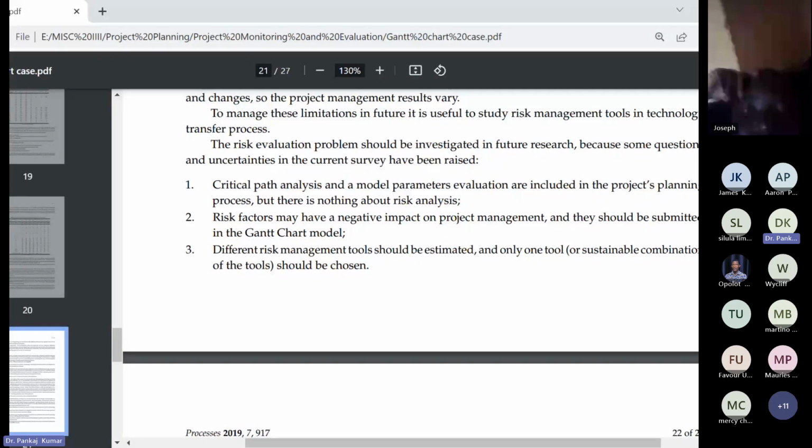Risk factors may have a negative impact on project management, and they should be included in the Gantt chart model. If you design the Gantt chart model, then you can also mention the risk associated with a particular project. So if we want to assess the risk management of a project, then various tools can be used, like the work breakdown structure, so that we can identify the critical operations of a project.